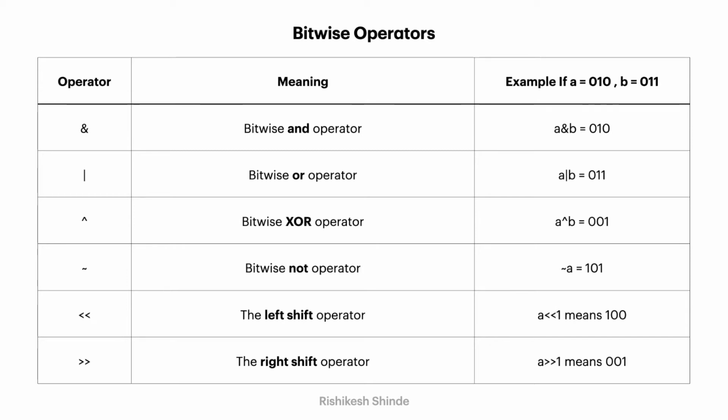In Python, we have data in binary form also, and we can convert integer type data into binary form. To perform operations on this binary data, we have bitwise operators. There are 6 different bitwise operators. The first operator is AND, then OR, then XOR, the NOT operator, the left shift operator, and the right shift operator.